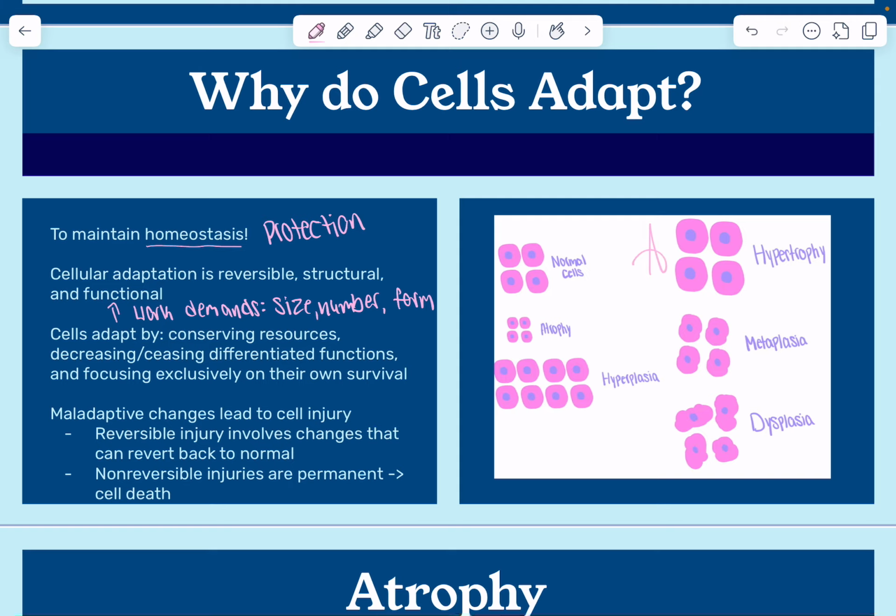Two changes that are extremely important are hypertrophy and hyperplasia, and these are important because they are both harmful and helpful. They're helpful because they increase the size of organs, which leads to better function, but these changes can be harmful because as organs increase in size, more blood supply is needed, and if there isn't enough blood supply, this could lead to ischemia. Our cells can also go through maladaptive changes that lead to cellular injury, but reversible injuries allow our cells to revert back to normal, but non-reversible injuries are permanent and they lead to cell death.